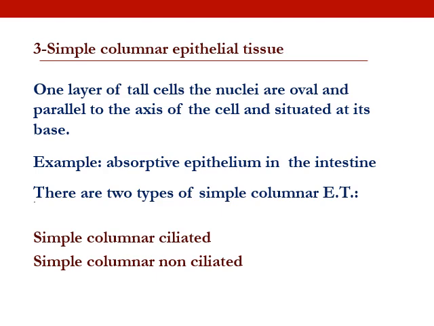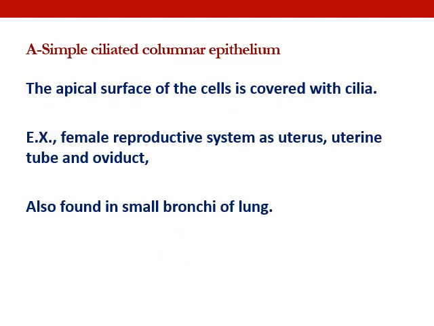There are two types of simple columnar epithelial tissue: simple columnar ciliated and simple columnar non-ciliated. The first type is simple ciliated columnar epithelial tissue. The apical surface of this cell is covered with cilia. It is found in female reproductive system and in small bronchi of lung.